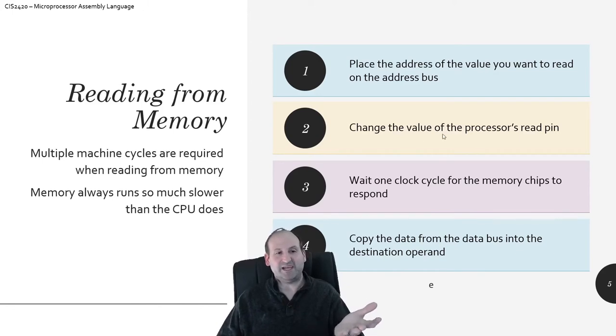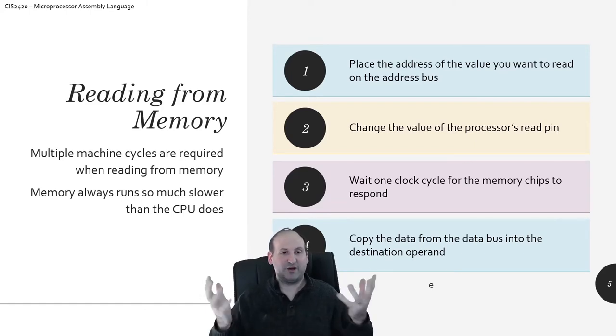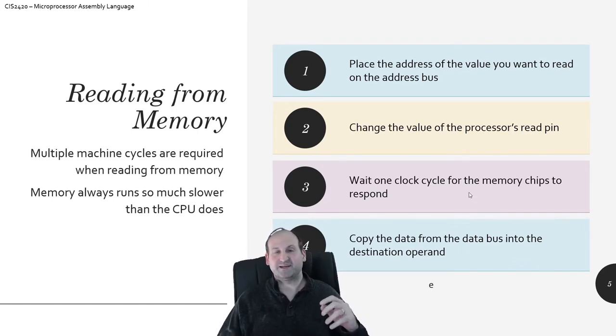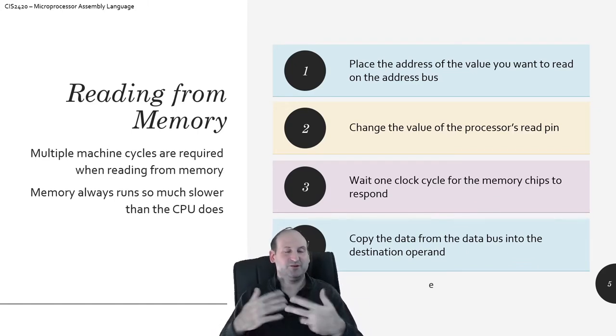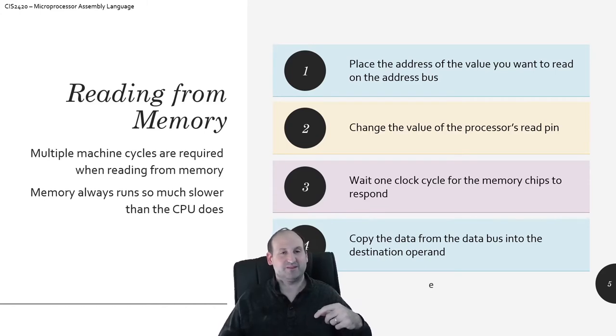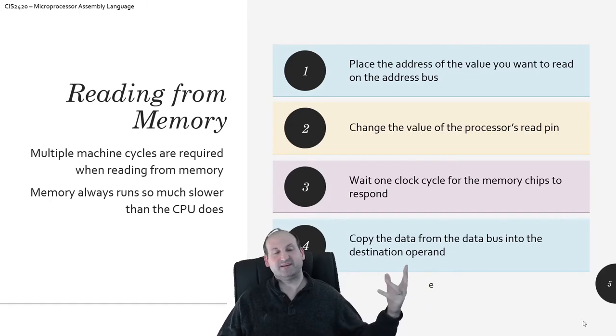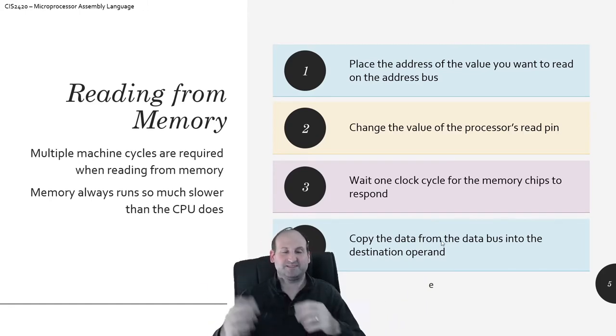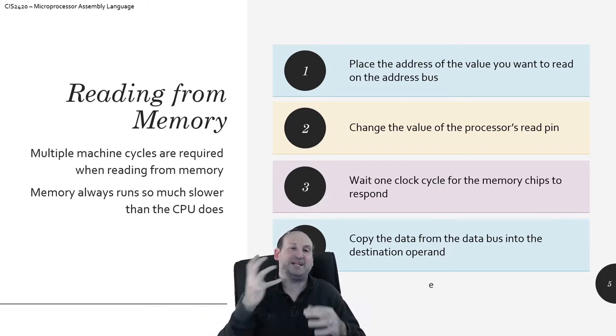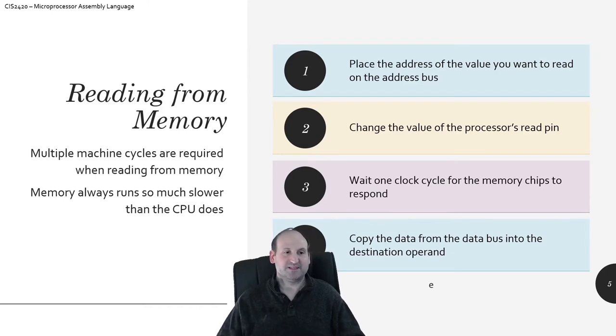And then I need to change the processor's read pin, basically send out an alert that I'm ready and I want this information from this bus. And then we have to wait one extra clock cycle because maybe somebody was already doing something on there, because it's a multi-threaded environment these days. So I have to wait one extra clock cycle on top of everything else, and then I can finally copy the data sitting on the wire and go, okay, that's what's stored in that variable sitting out in RAM.